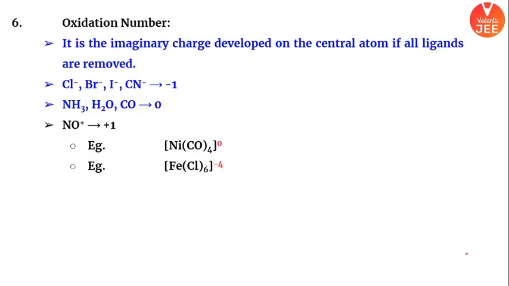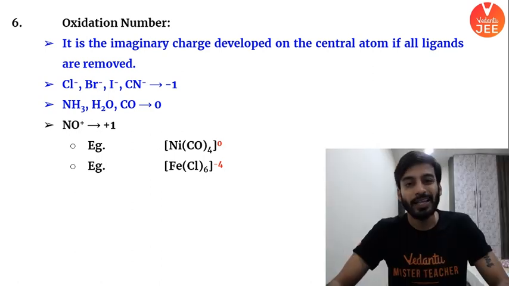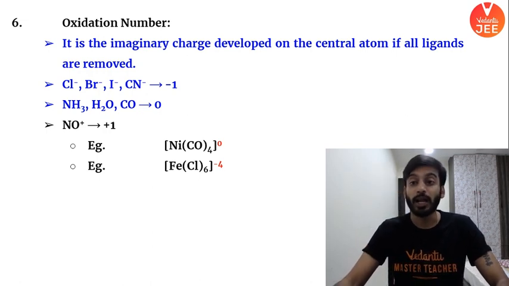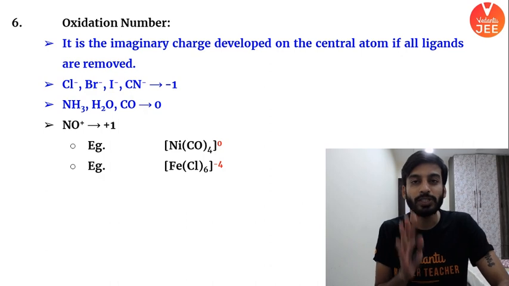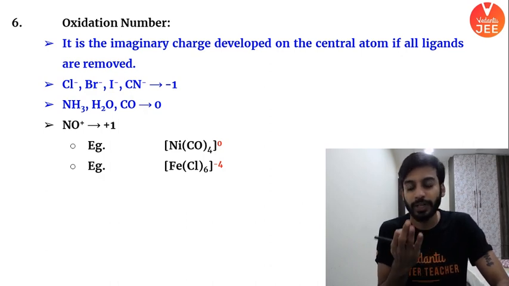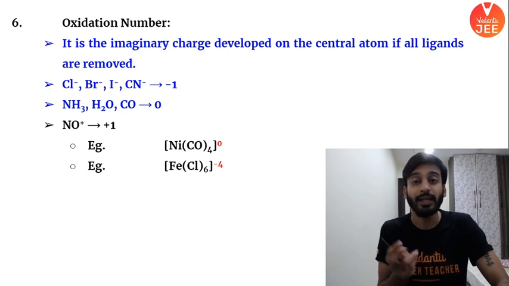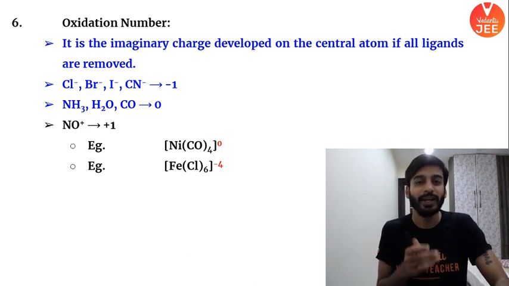All right, moving on. Now, oxidation number, important definition. It is an imaginary charge that developed on the central atom if all the ligands are removed. For answering this, you must know that ligands are of 3 types: neutral ligand, cationic ligand, and anionic ligand. Cationic ligand means they must have positive charge on it. Anionic ligand means they must have negative charge on it.